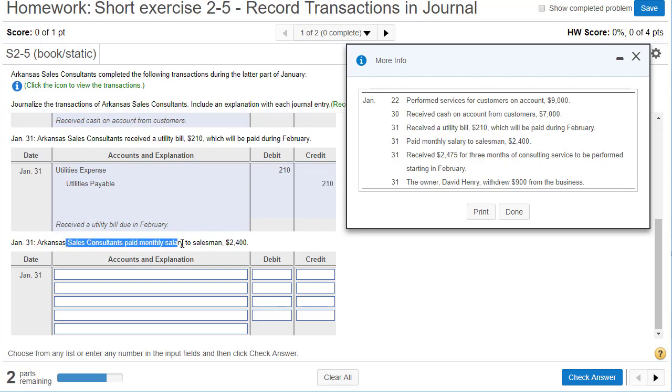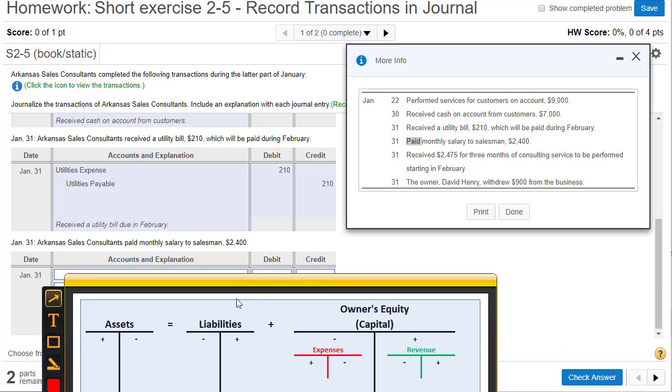Arkansas Sales Consultants paid monthly salary to the salespeople for $2,400. And let's see if there's any extra information in here. Paid monthly salary to salesmen, $2,400. All right. So the key word here is paid. So how do we pay our salaries? We pay them, obviously, in cash.